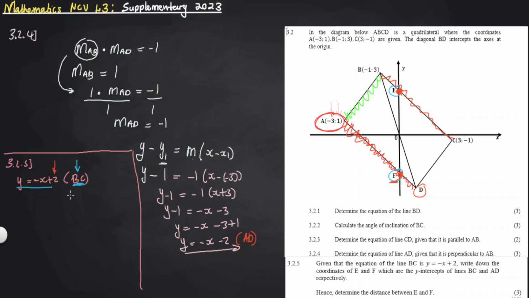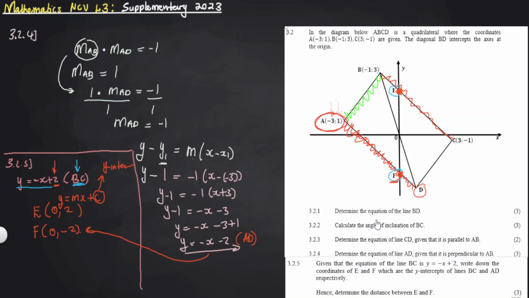A straight line is normally expressed as y equals mx plus c. This c value represents the y-intercept. So in this case, the 2 is the y-intercept for line BC, meaning it represents the coordinates for E. So E is 0 and 2. And for line AD, the coordinates for F are 0 and minus 2.